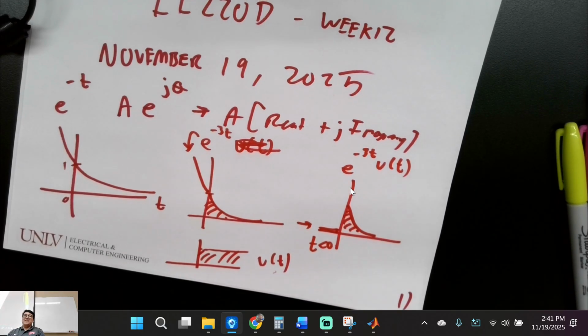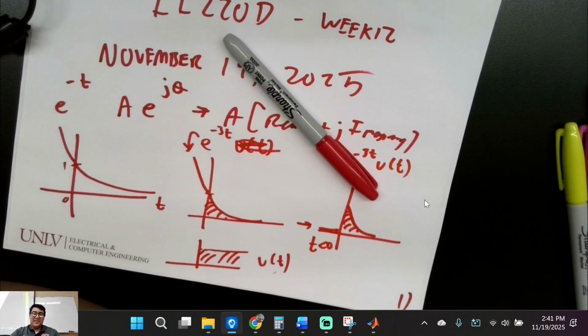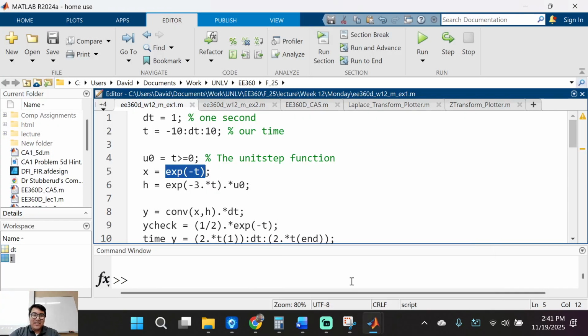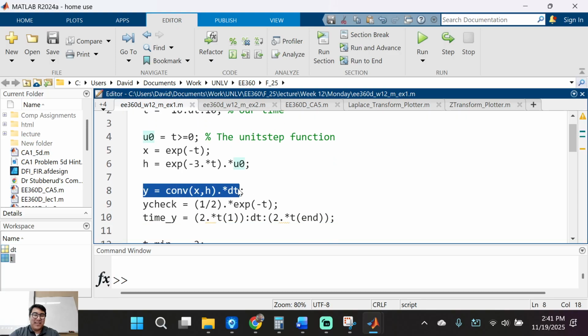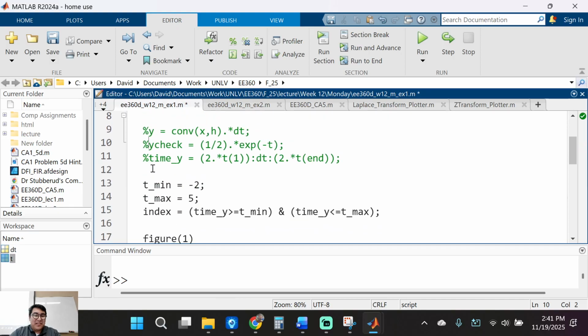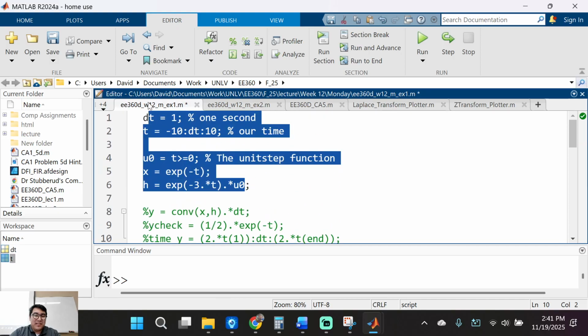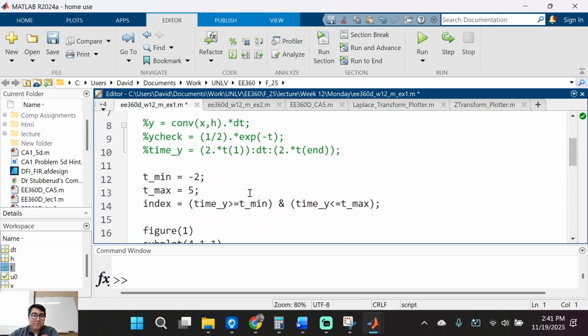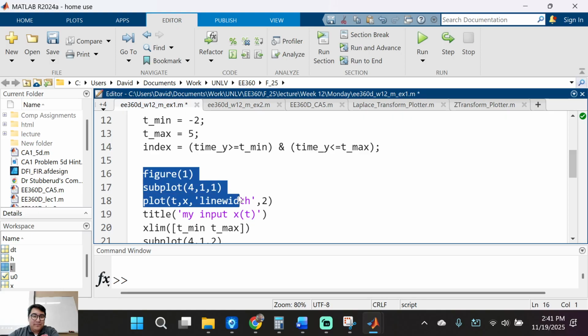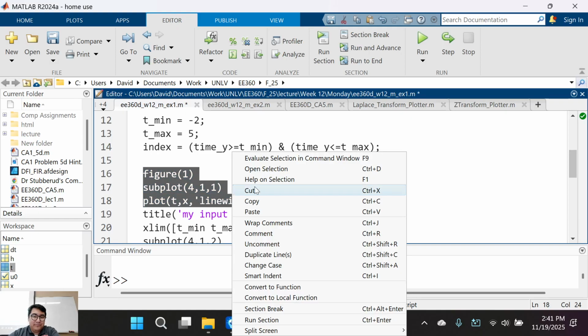Does that make sense? You guys want to see it? Sure. And then this right here is just convolution. Don't worry about it. That's for our advanced engineering classes. Boom, check. We just want to run this. F9 for evaluate section and command window. So in this program, is the percentage sign like the // in CS for comments? Yeah, basically comments. Not that hard.